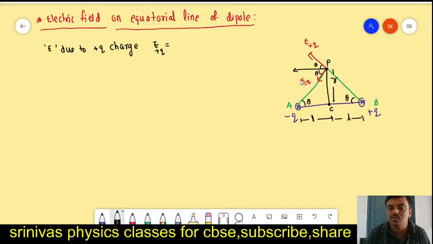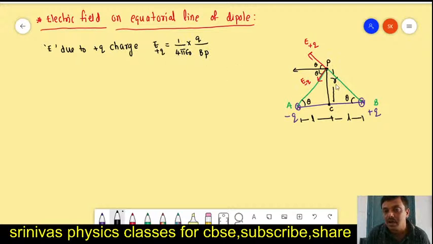E due to the plus q charge at point P: I want to find out the electric field due to the plus q charge. For that purpose, we have to take the distance of point P from the plus q charge. That is 1 by 4 pi epsilon naught into q by, this. Point P's distance from the plus q charge you should take as BP. And the general formula for the electric field is 1 by 4 pi epsilon naught q by r square.